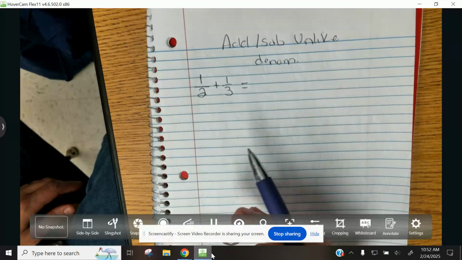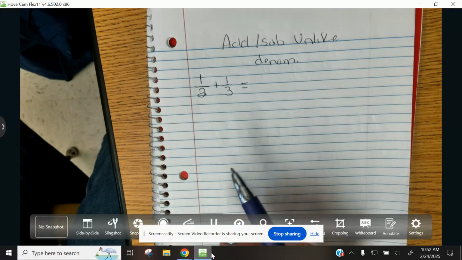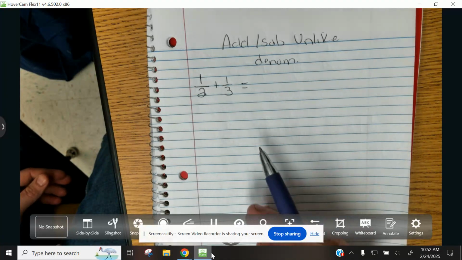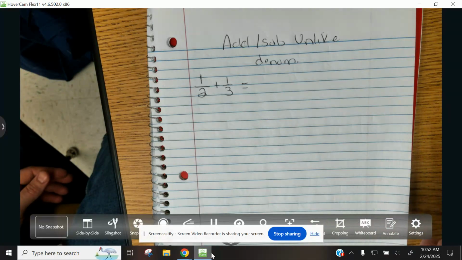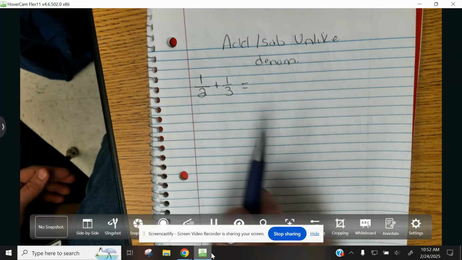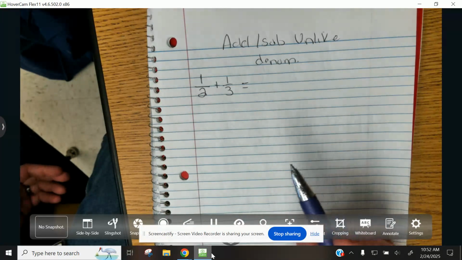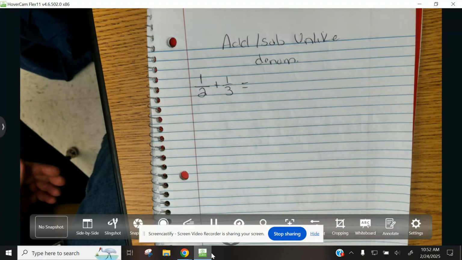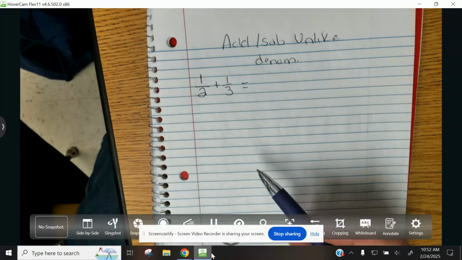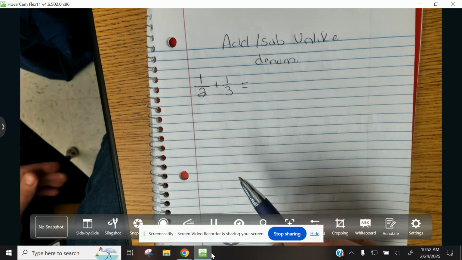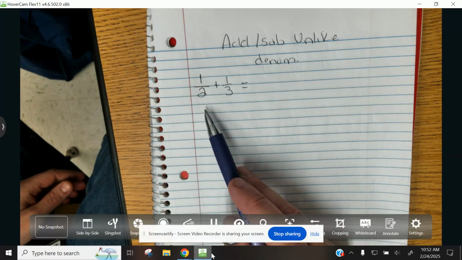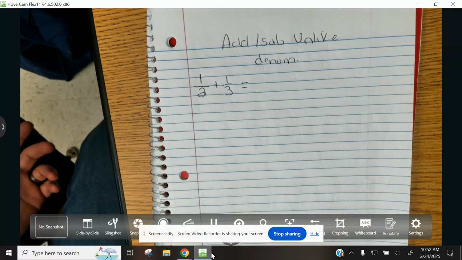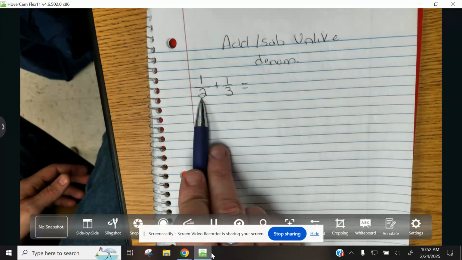In order to add fractions, you have to have fractions that are equivalent. They have to have the same amount of pieces cut. The pieces have to look the same. In order to get these pieces to look the same, we're going to have to come up with some equivalent fractions, fractions that are the same value but different cuts. We have to make new fractions that we're able to add together, but the pieces need to be the same. In order to do that, we're going to have to change our denominators.